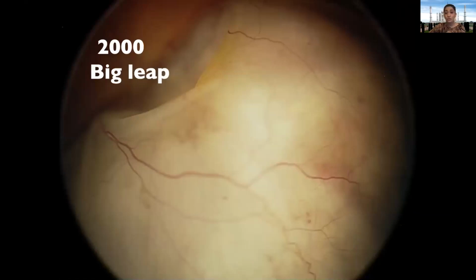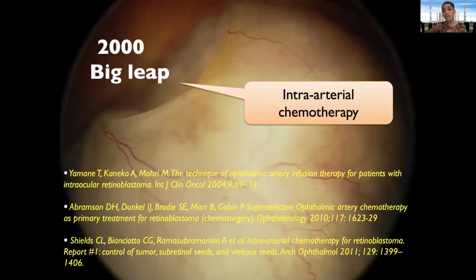So these are the excellent results where the children, although they have high-risk features in histopathology, undergo adjuvant chemotherapy, the life is saved, and they definitely live a happy life. So 2000 saw a very big leap. And what was the leap in retinoblastoma? It was the introduction of intra-arterial chemotherapy.